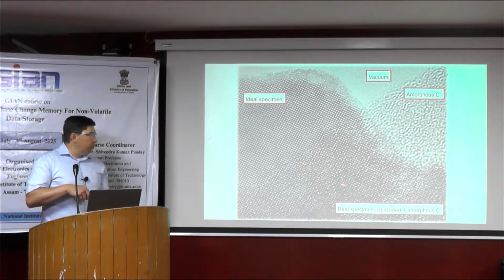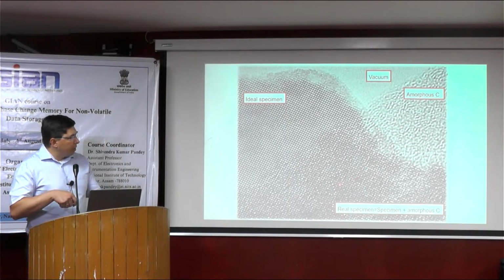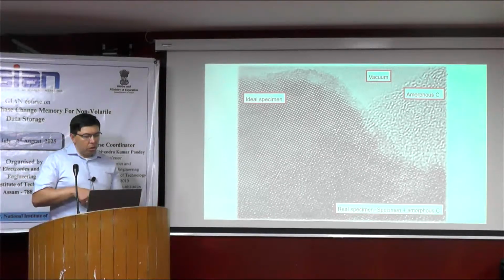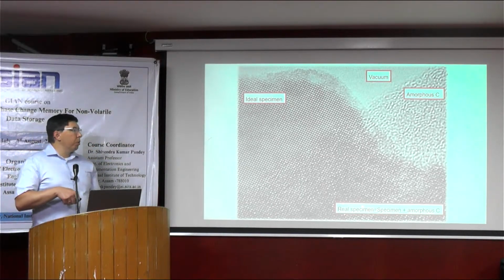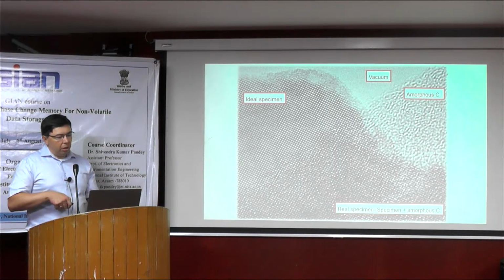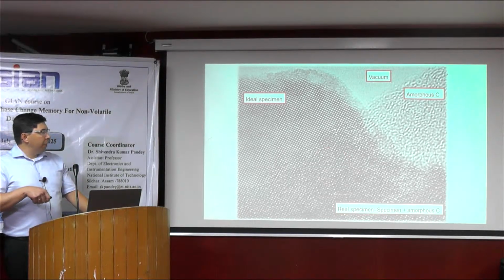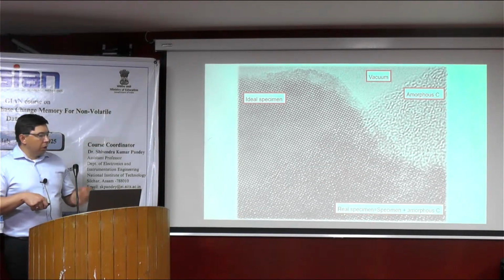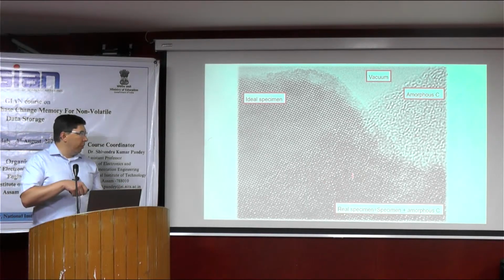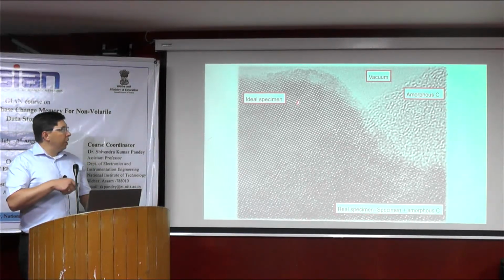But if you combine this ideal specimen with amorphous carbon, which is the usual situation in your work, then you can recognize that the intensities of the atomic columns are changed. You have dark regions, even darker regions. Maybe you think you have defects, but it's not, because here you have a superposition of your ideal specimen and amorphous carbon, and this influences the electron wave which goes out of the specimen. So in the ideal case, you have to prepare a specimen which looks like this.